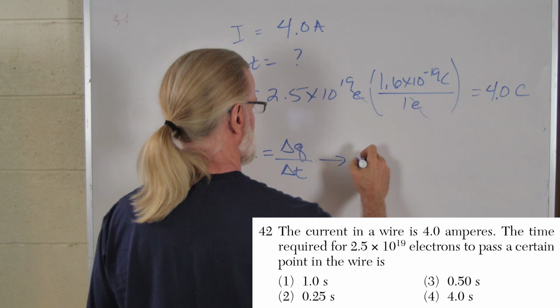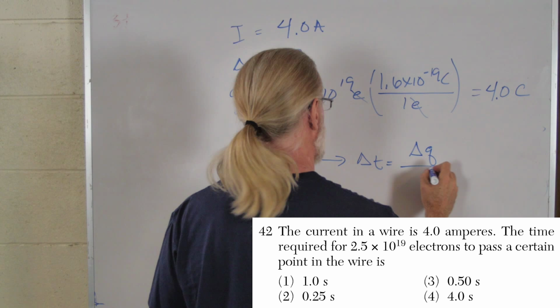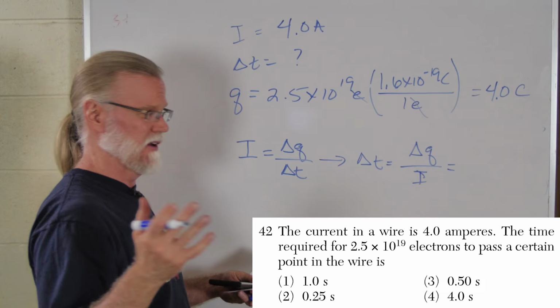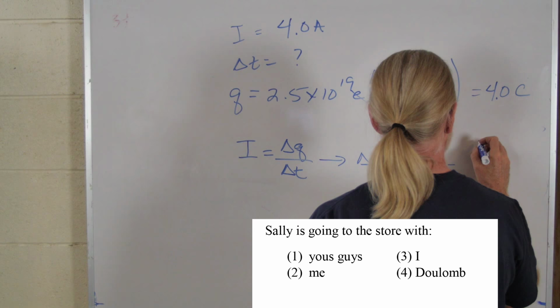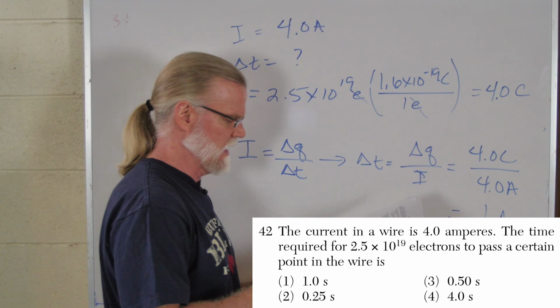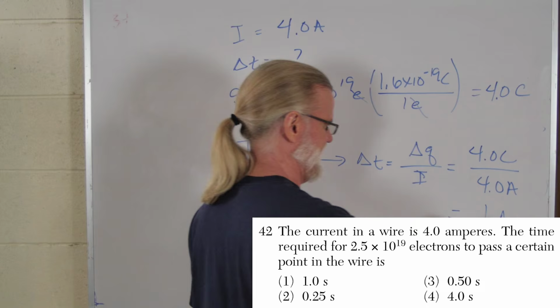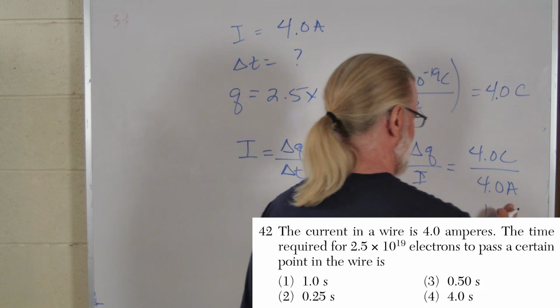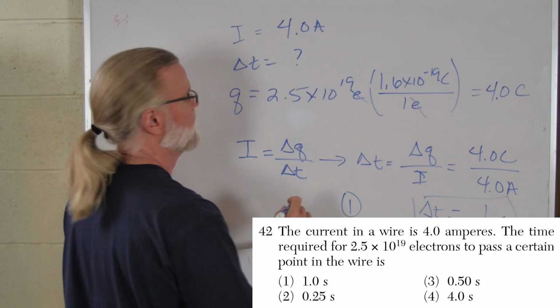So anyways, the amount of time is going to be delta Q over I. Shouldn't that be me? Has anyone ever taken an English test recently? I think it should be over me. 4.0 coulombs divided by 4 amperes. Oh, well, I can do this in my head. 1 second. Coulomb per amp, which is a second. 1 second. Choice 1.